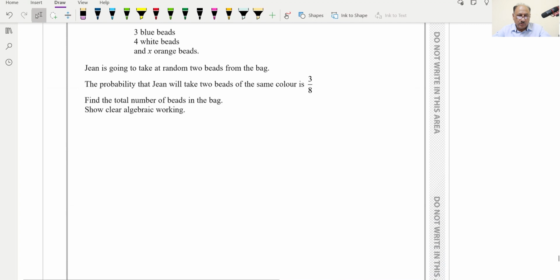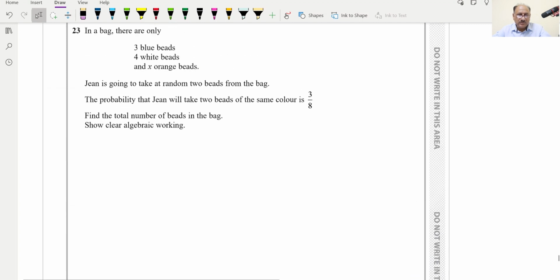Now question number 23. Question 23 says, in a bag there are only 3 blue beads, 4 white beads, and X orange beads. Jane is going to take at random 2 beads from the bag. The probability that Jane will take 2 beads of the same color is 3 by 8. Find the total number of beads in the bag. Show clear algebraic working.